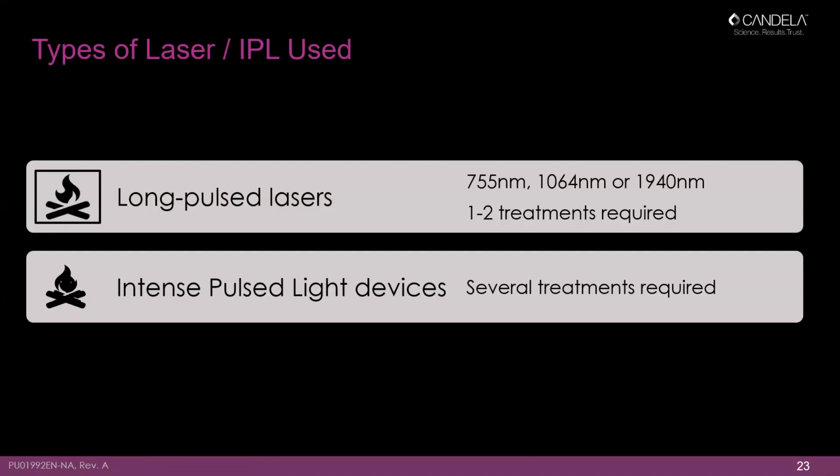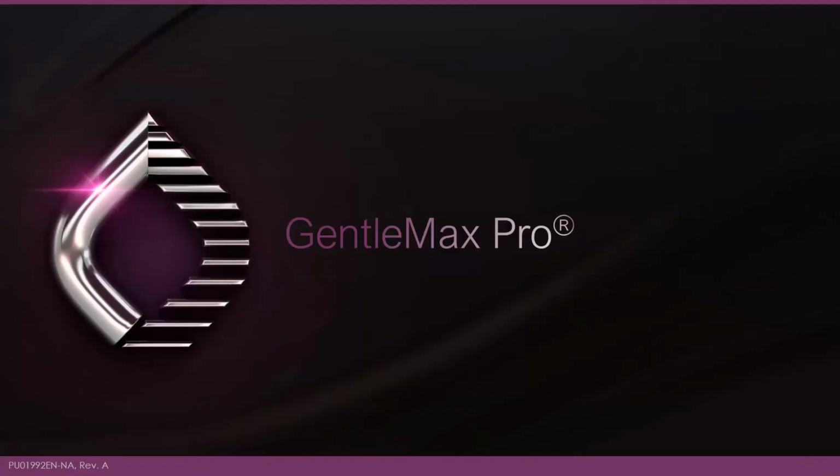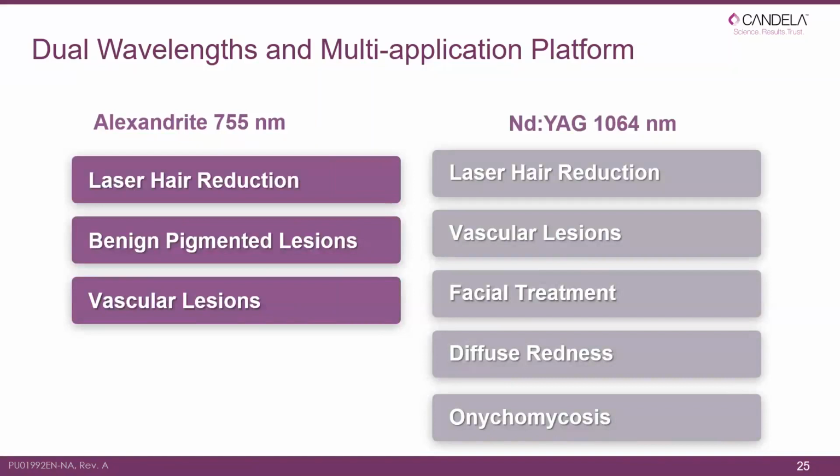So specifically, we'll look at the lasers and the IPLs first of all. As I mentioned just now, long pulse lasers, typically using a 755, 1064 or a 1940 wavelength. And within the Candela portfolio, the GentleMax Pro is the system that we would use for pigmentation when we want to use an Alexandrite. One advantage of the GentleMax Pro system is that it can be a dual wavelength laser.